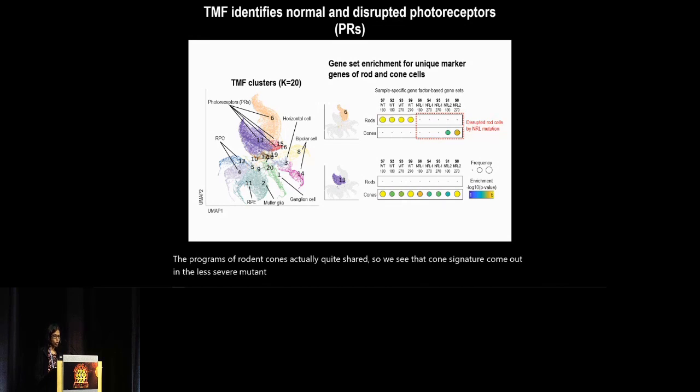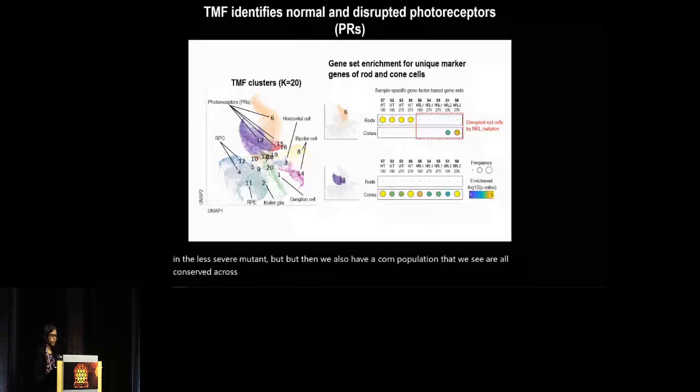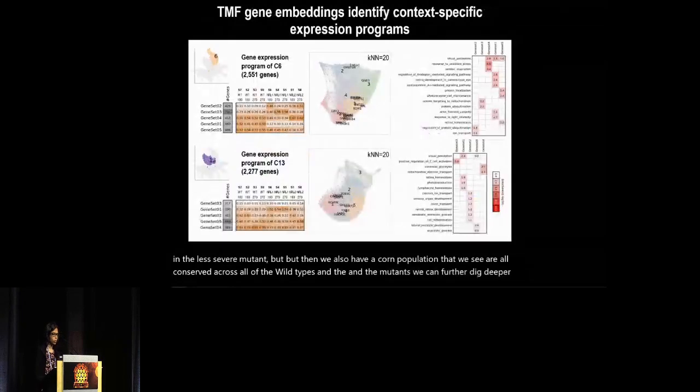But then we also have a cone population that is conserved across all of the wild types and the mutants. We can further dig deeper into these different gene programs, and we do that by looking at the low-dimensional space of the genes and then applying clustering.